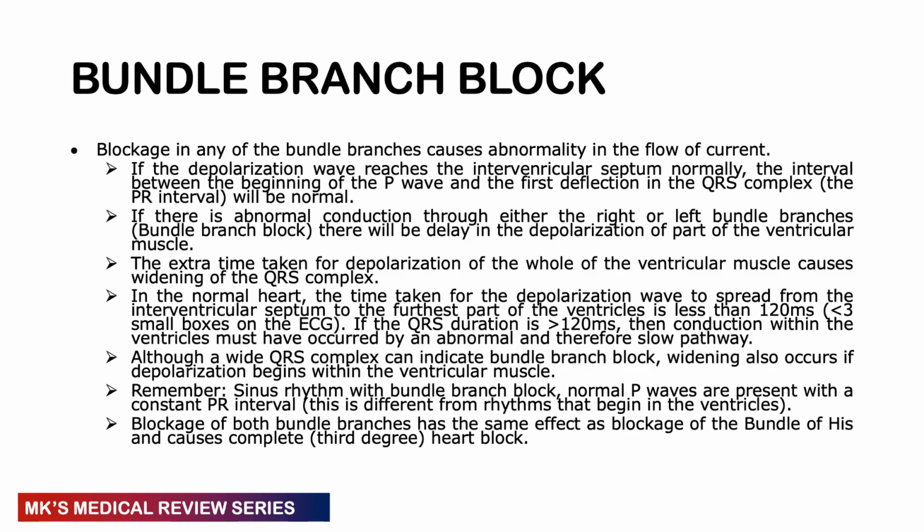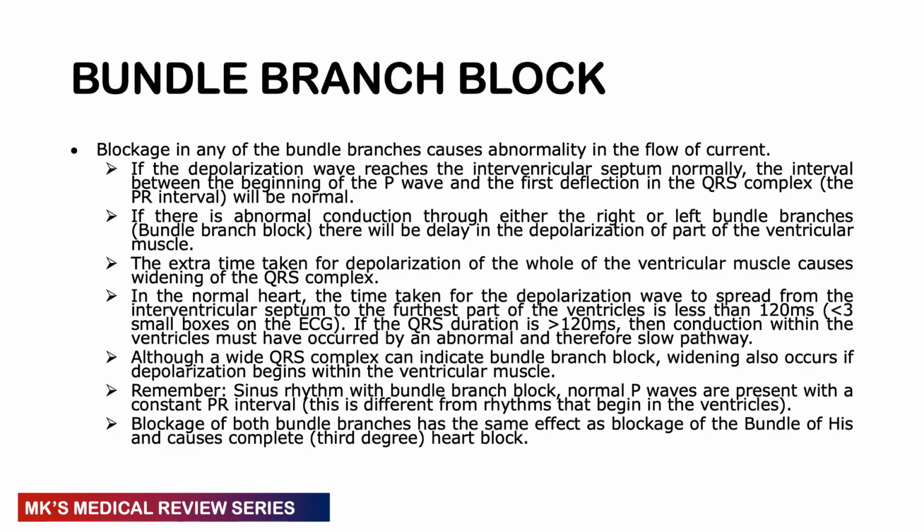So remember that your normal PR interval is between 3 to 5 small boxes. Anything less than 3 small boxes denotes a short PR interval. Anything greater than 5 small boxes, we call a prolonged PR interval. With a prolonged PR interval, we most commonly see the heart blocks: 1st degree, 2nd degree, and 3rd degree heart block.